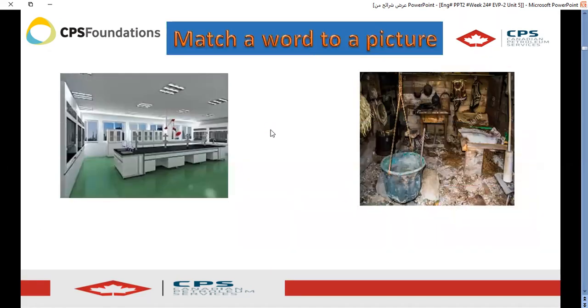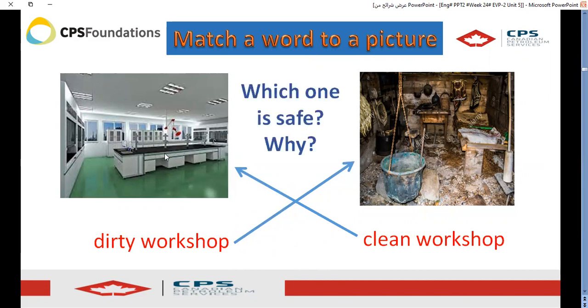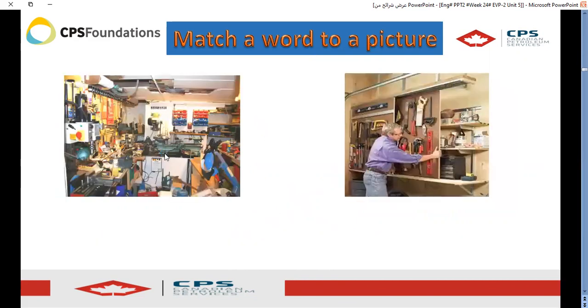Vocabulary review. Who can tell me, this is an excellent, a clean workshop? This is a dirty workshop. And we know that a dirty workshop is unsafe because it gives a chance to germs to grow on the surfaces. Okay, what about the two workshops here?